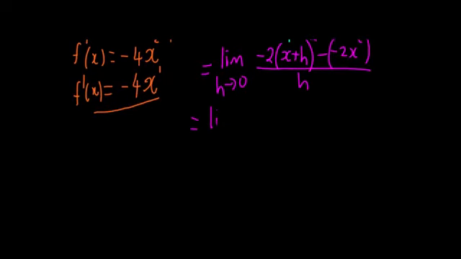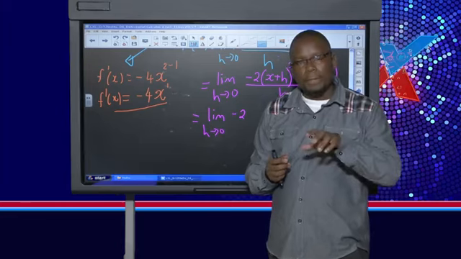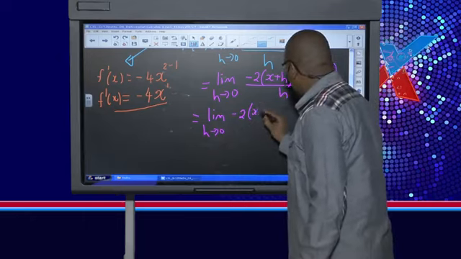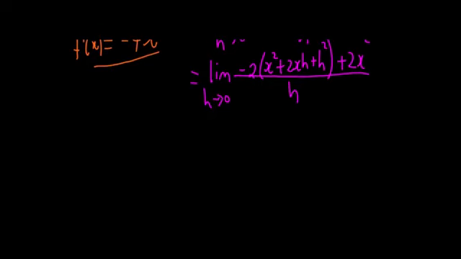This is the limit as h tends to 0 of minus 2, right? Now we have x plus h all squared. What does that mean? You've got x plus h times x plus h. You multiply that out, you get x squared plus 2xh plus h squared. Now we come here. When you simplify, you've got your negative times a negative, you get a plus 2x squared all divided by h. So now next, this simplifies to the limit as h tends to 0.